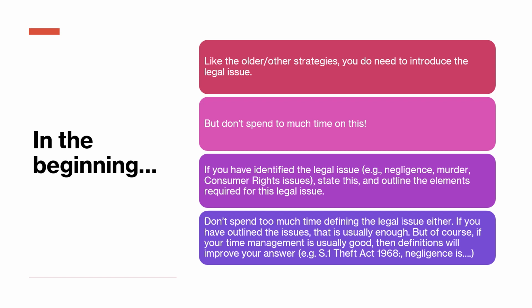on it. So if you've identified the legal issue, for example it could be negligence on paper 2, murder on paper 1, or consumer rights issues on paper 3, then state what the issue is and outline the elements required. So almost making that list. It helps in terms of structure too, because if you keep referring back to that list of things that is necessary to be proven, then you can keep your time management better. You can make sure you answer the full question by completing all of those elements.